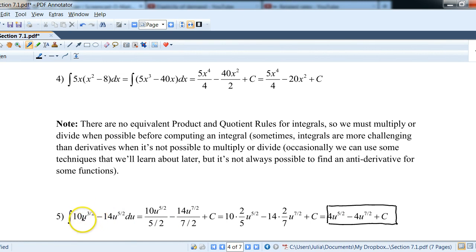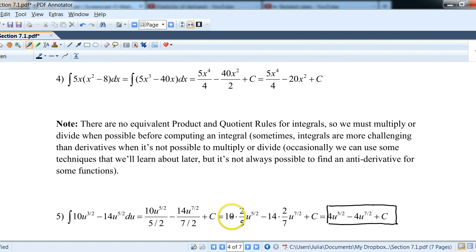They work very similar. So 10u to the 3 halves minus 14u to the 5 halves du, this is the integral, equals to, no more integral sign because we're ready with the antiderivative, because there's nothing else you can simplify. Keep the 10u. What is 3 halves plus 1? If you think about it, well, it's 3 over 2 plus 2 over 2 becomes 5 over 2. And we divide by that, minus 14u, now 5 halves plus 1, which is 5 halves plus 2 over 2, that becomes 7 over 2. And you divide by 7 over 2, plus a constant.